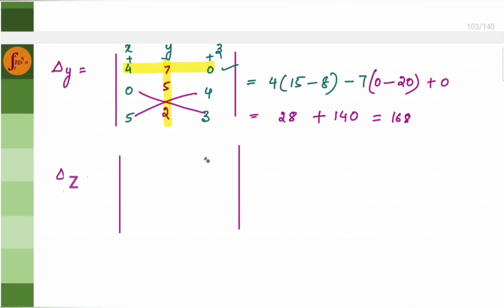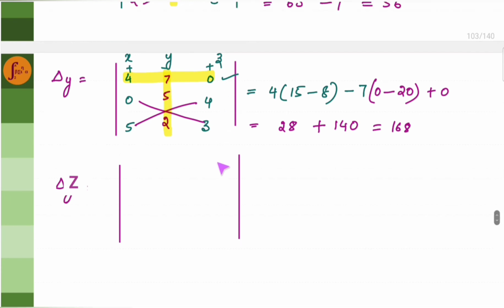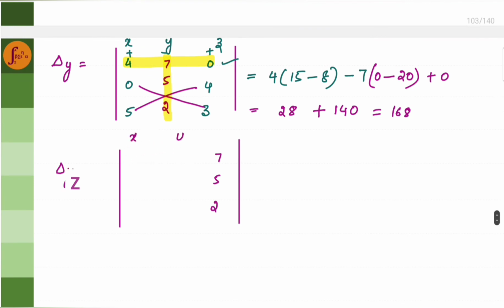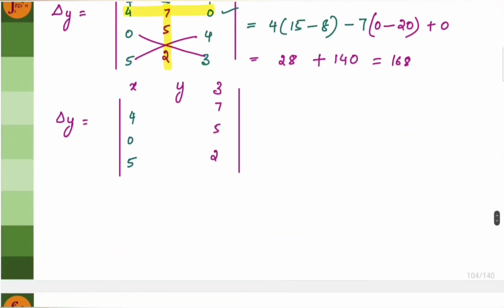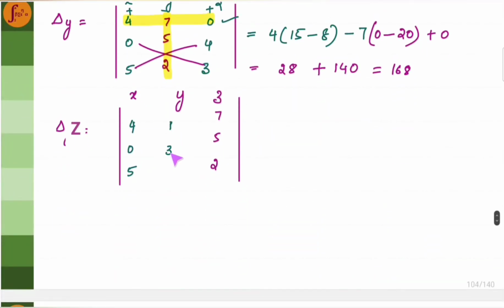Let's find determinant z. To get determinant z, we'll have to replace the coefficients of z with constants. Constants we have are 7, 5, 2. And let's copy the x, y coefficients. X is 4, 0, 5 and y is 1, 3, 0. So now let's take the first element. No, let's choose a row. Let's not take the first row; let's take an easier one, second row or third row. We'll take the second row to find the determinant.